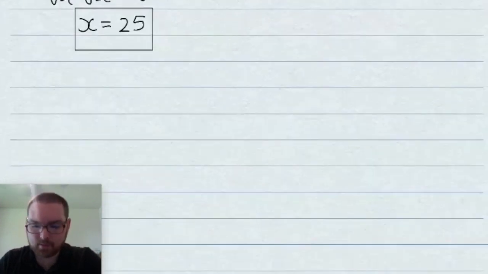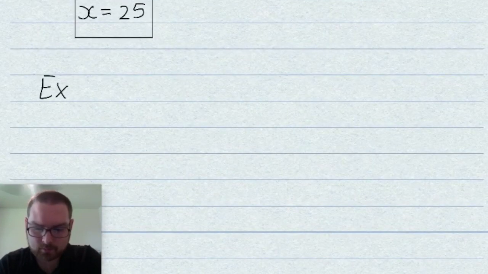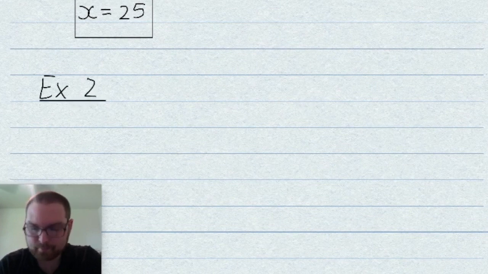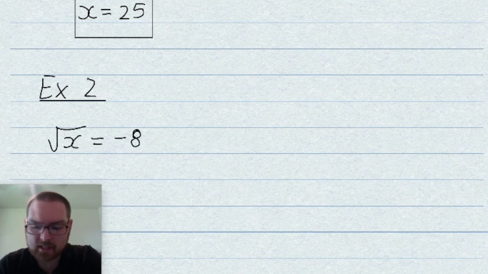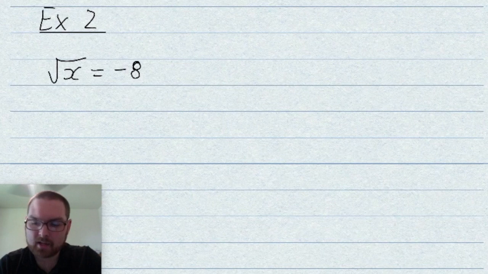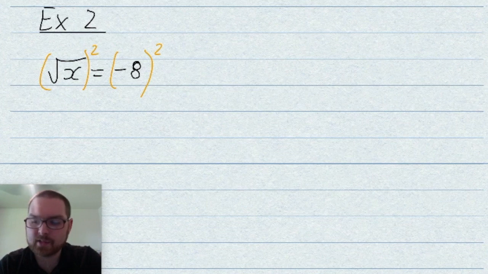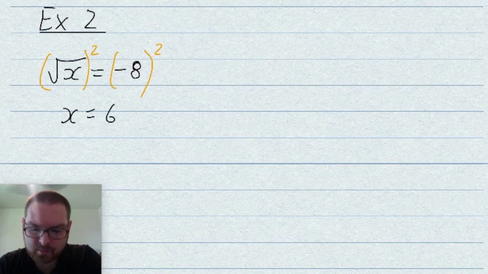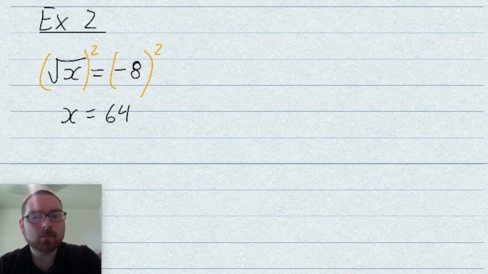So in example 2, it tells us that the square root of x is equal to negative 8. And we say, okay, we'll approach this one the same way. So last time I squared this side, always use parentheses for that, by the way. Well, the square root of x squared is x, and negative 8 squared is positive 64. So x is equal to 64. Awesome. We say we're done.